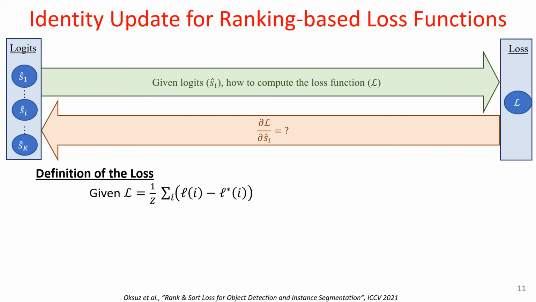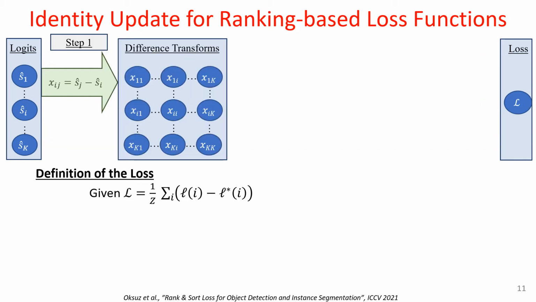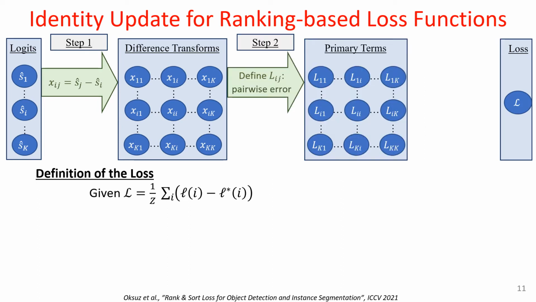To do so, identity update exploits a three-step algorithm. First, the differences between each pair are computed to obtain pairwise relations. Then, given these difference transforms, primary terms that are the error originating from each pair are computed, such that the normalized sum of these primary terms yields the loss value.